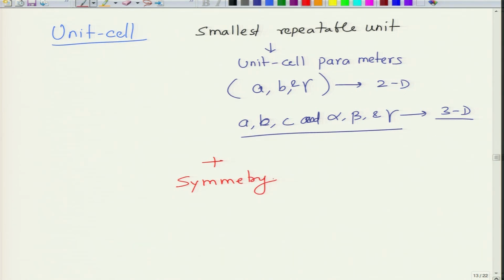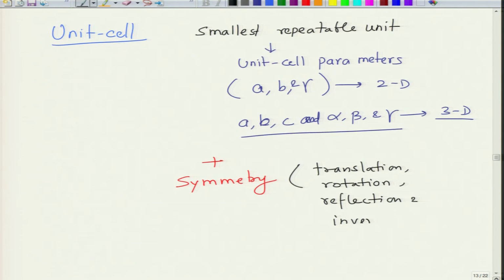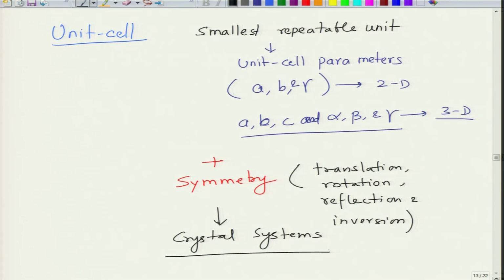There are certain symmetry operations which have to be performed. These symmetry operations are translation, rotation, reflection and inversion. If we perform these symmetry operations, then what we generate is what we call crystal systems. So, as I said, the choice of unit cell is not unique.